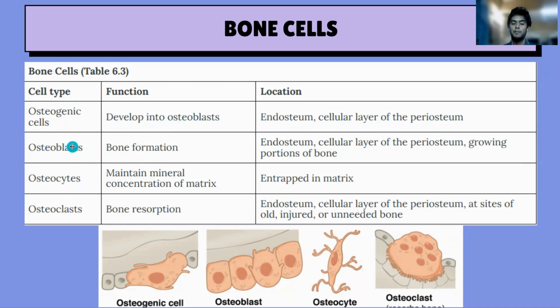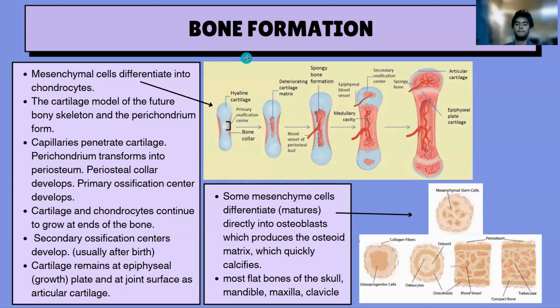premature form of the bone cells, which is involved in bone formation. Osteocytes are the mature version of bone cells, which maintain mineral concentration of matrix. Osteoclast is involved in bone breakdown and also reabsorption of old bone cells.